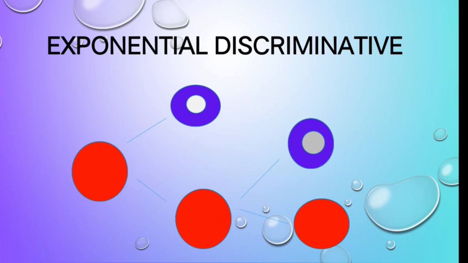Next is exponential discriminative. One person will refer two persons. Among those two, only one will be selected as a sample. That sample will again refer two persons. Among those two, only one will be selected as a sample.